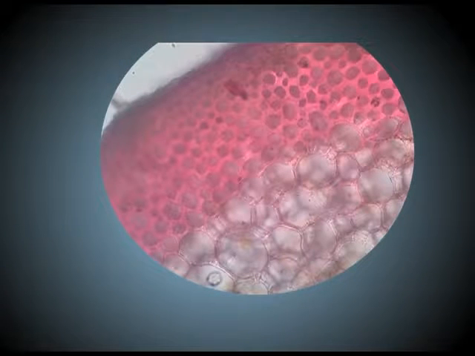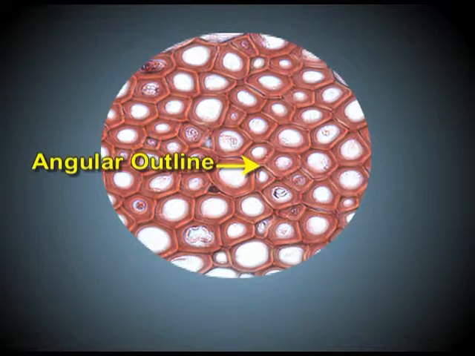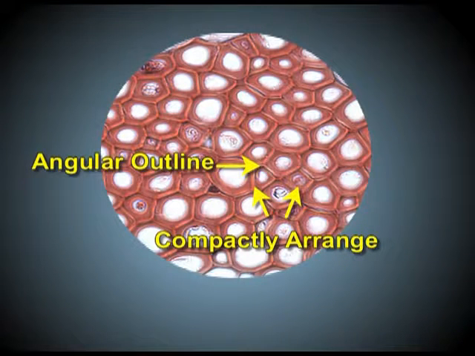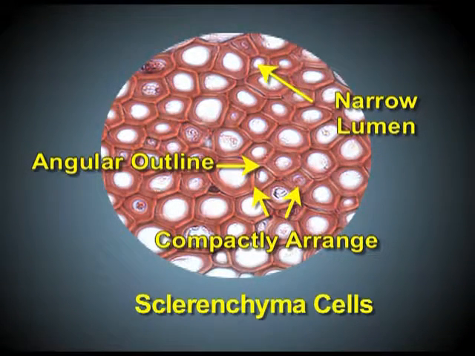Now, in contrast to this, we have thick walled cells as well in the hypodermis, and some of the cells of the cortex are thick walled. These thick walled cells have angular outline, they are compactly arranged, they do not have intercellular spaces and they have narrow lumen. So, such thick walled cells which are having these characteristics are called as sclerenchyma.